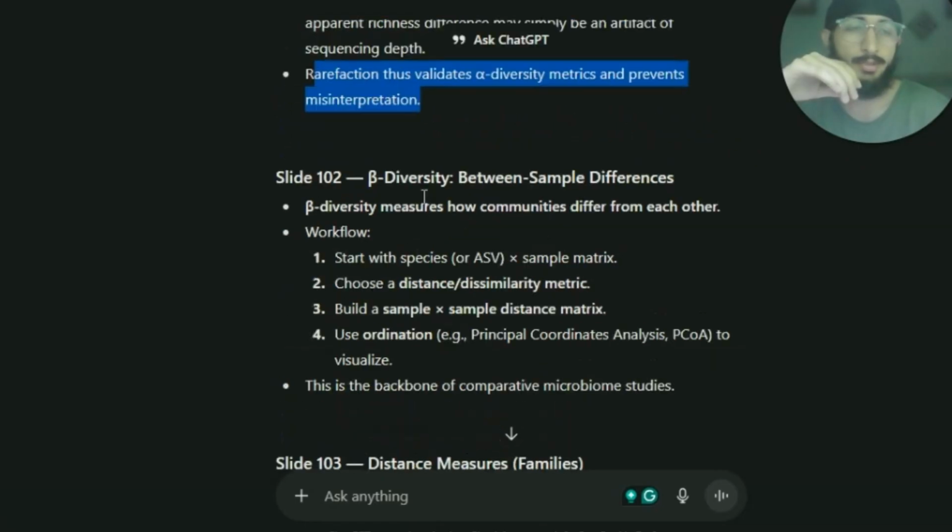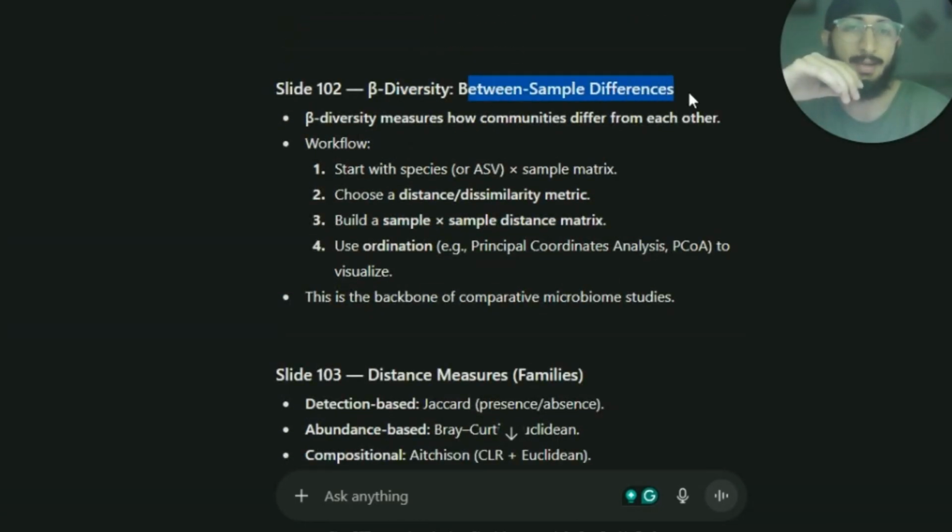Now, moving on, we are going to be discussing beta diversity. That is between-sample differences. Beta diversity measures how communities differ from each other. The workflow is to start with the species or ASV cross-sample matrix, then choose a distance or dissimilarity metric, then build a sample-by-sample distance matrix, and then use ordination.